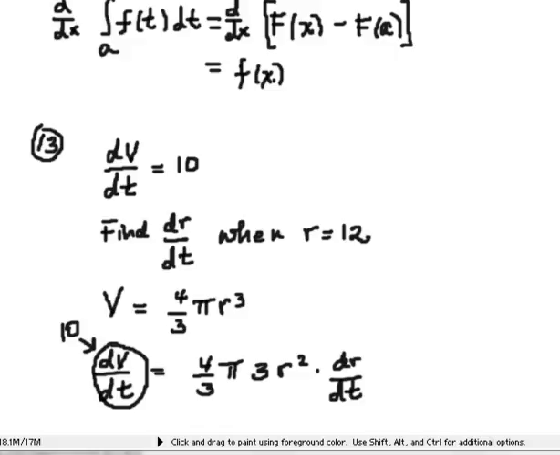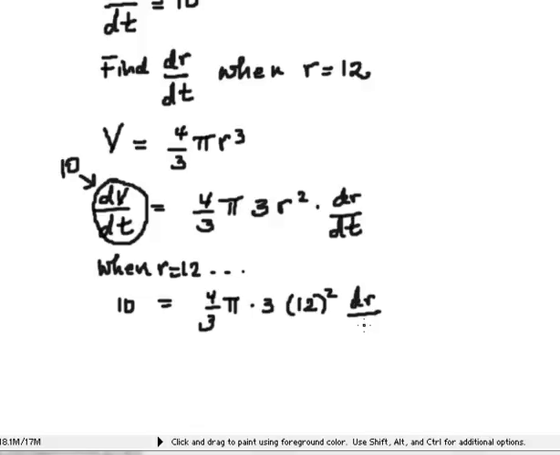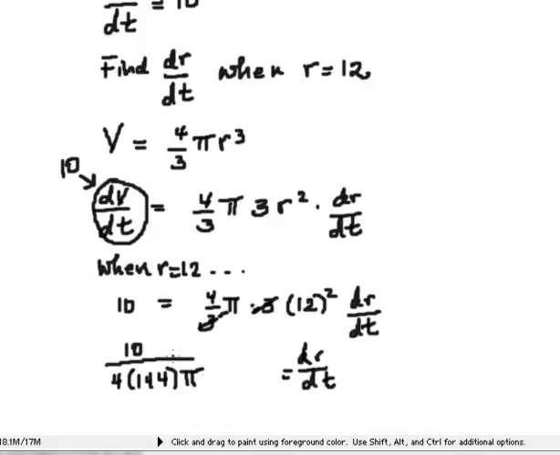Alright, and so we want to find dr/dt when r is 12. So let's write that when r is 12. We have 10 equals 4/3 pi 3. Alright, these actually cancel, these 3's. 12 squared dr/dt. Let me just cross these 3's out. So now just solve for dr/dt. And dr/dt is 10 divided by 4 pi 12 squared. So let me write that as 4 times 12 squared, 144 times pi. And you could reduce that, and the units would be inches per second.